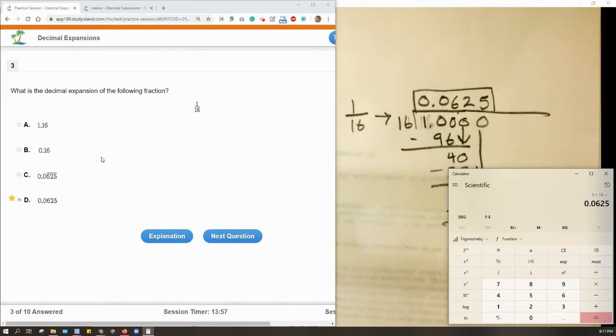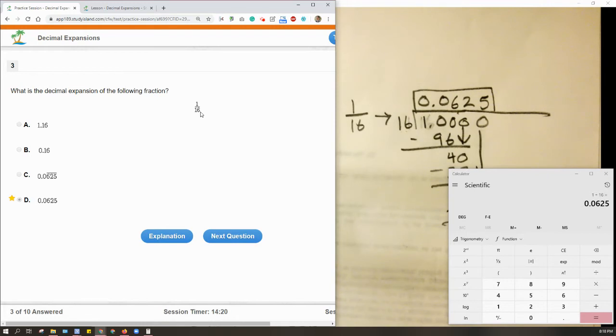Now, I could have done this problem without even looking at the long division or using a calculator, just by looking at the answers. And the way that I know how to do that is by process of elimination. 1.16, that's more than 1. This is not more than 1, so A is not the answer. I know C is not the answer because I know this is not a repeating decimal.